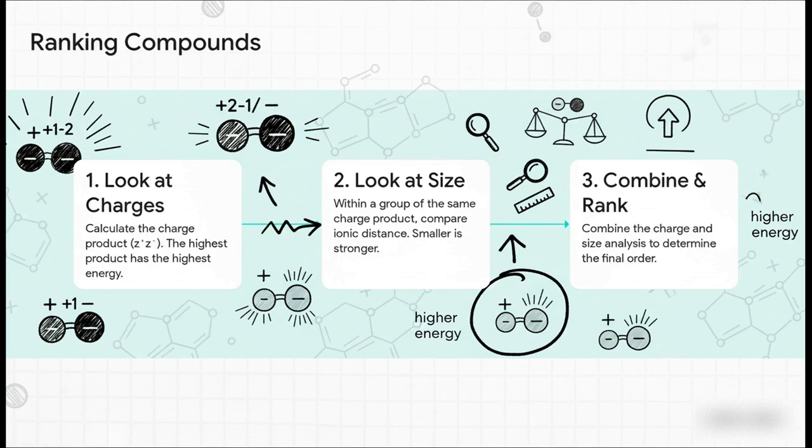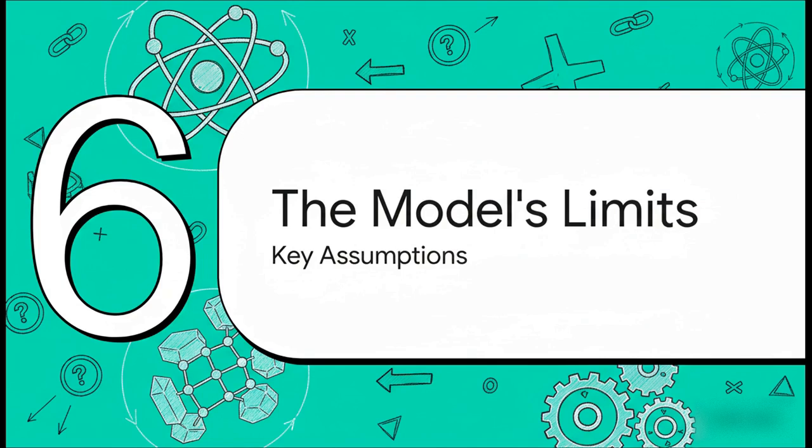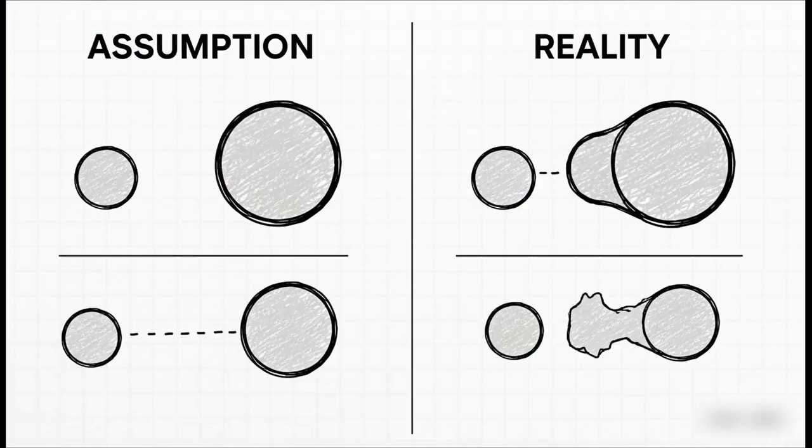Now, the Born-Lande equation is an amazing tool. It's incredibly useful. But like any good scientific model, it's built on a few key assumptions. It's a bit of an idealization of reality. The biggest assumption here is that we're treating ions as if they're perfect little billiard balls, hard, spherical, and not at all deformable. The model also assumes that the bond is 100% ionic, meaning the electrons are completely transferred and the only force at play is electrostatics. Of course, in the real world, no bond is perfectly ionic. There's almost always a little bit of electron sharing going on.